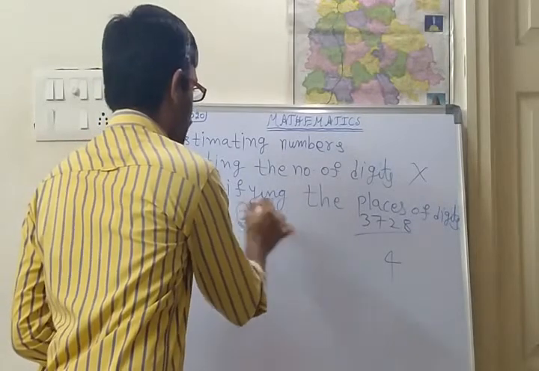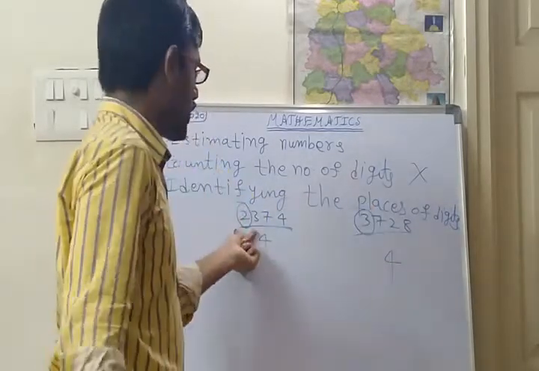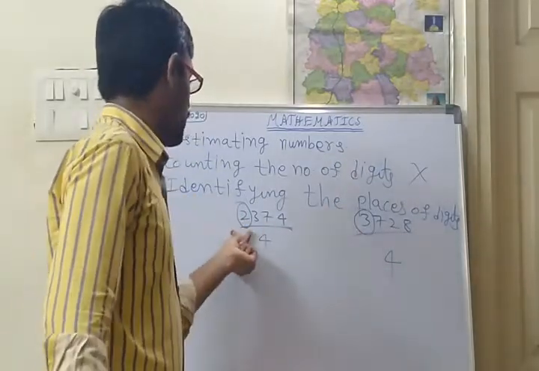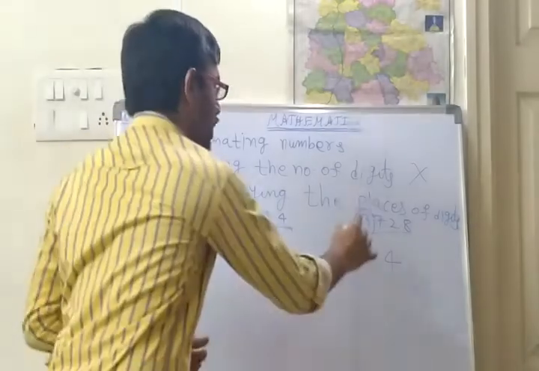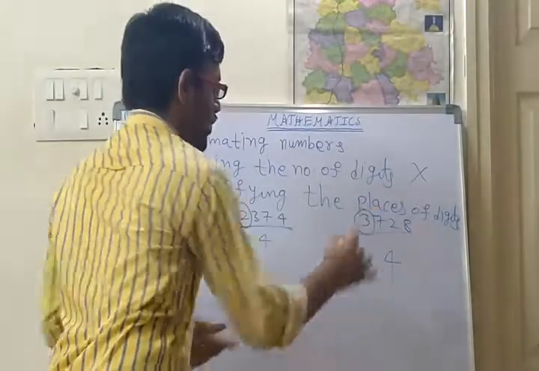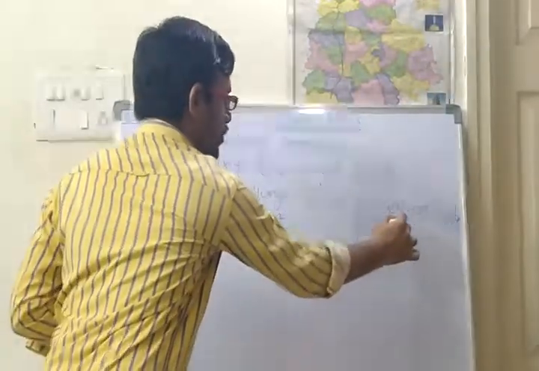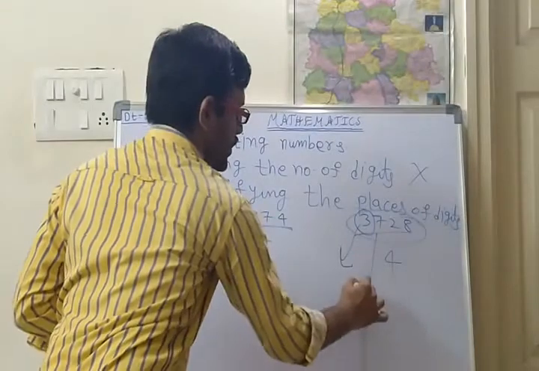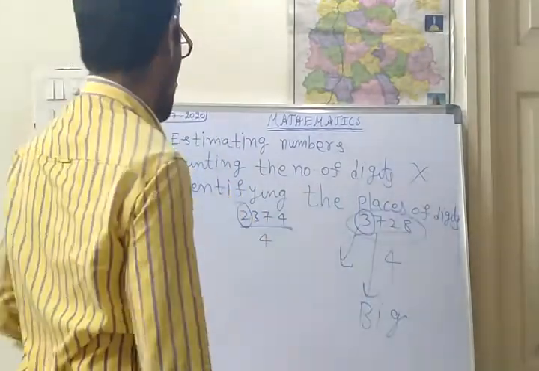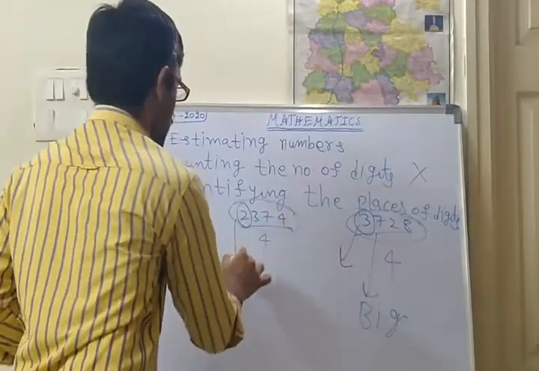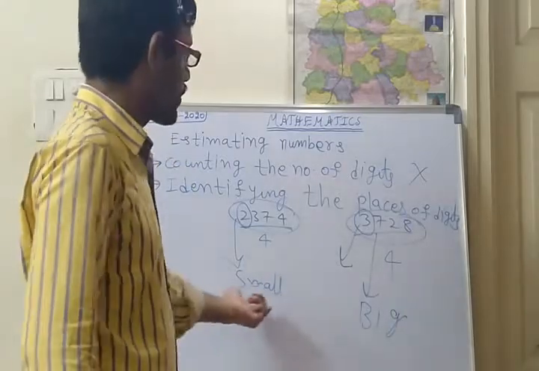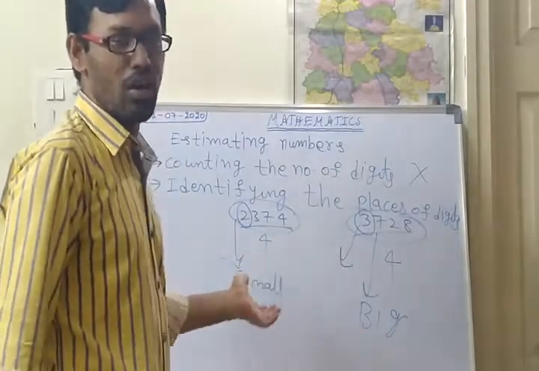What is the first digit of these two numbers? Here 2 is there, here 3 is there. Which digit is bigger, 2 or 3? Obviously 3 is bigger. So by the first digit, 7328 is the biggest number, the largest or greatest number, and obviously the other will be the smallest or least number. Like that you have seen identifying the biggest and smallest number.